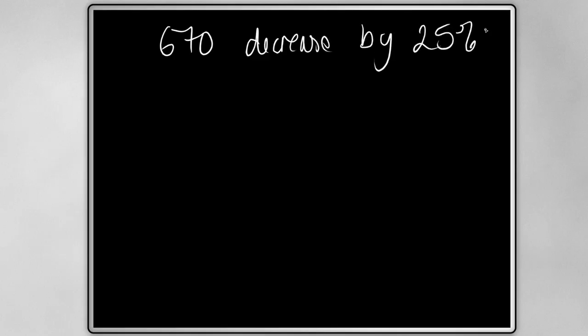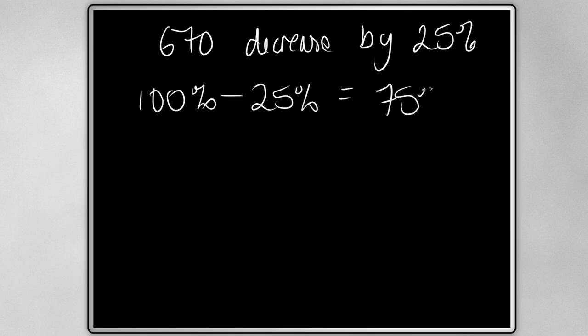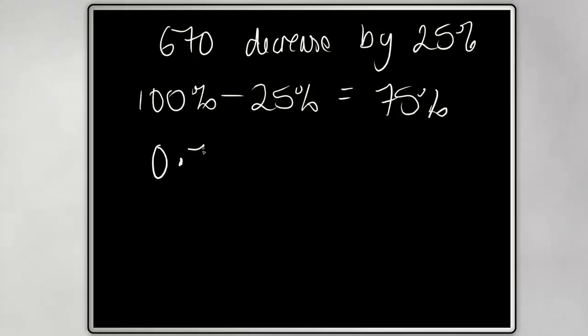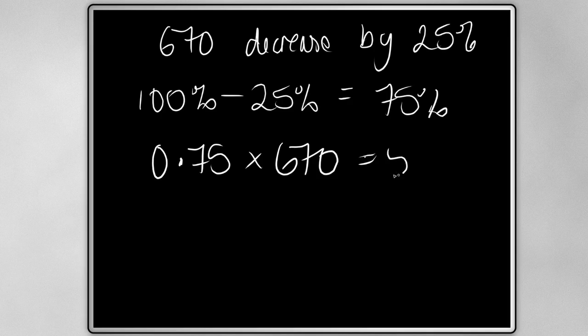So let's do a decrease, for example. This time I'm starting with 670, and I'd like to decrease it by 25%. So I'm thinking of my 670 as 100%. And I'm decreasing it by 25, so I'm taking that away, which leaves me with 75%. So what I actually need to find is 75% of 670. So I'm going to use my multiplier. 75% as a decimal is 0.75, times by 670, which gives me 502.5. So I've now decreased this by 25%.